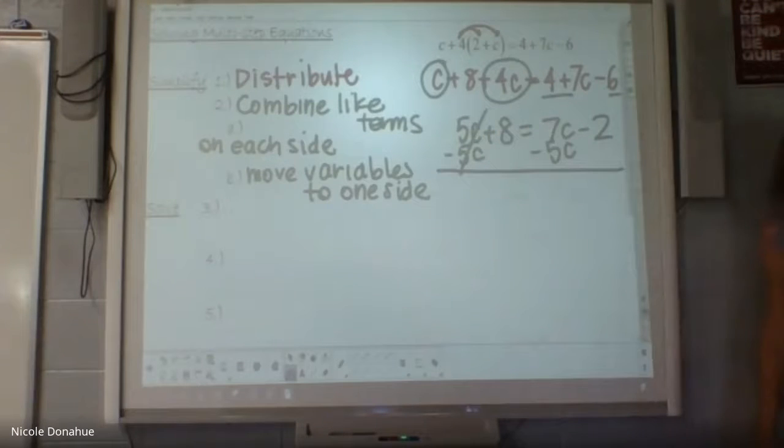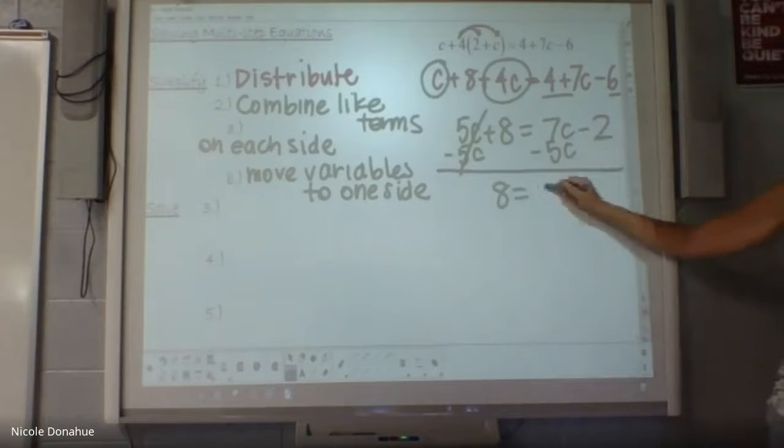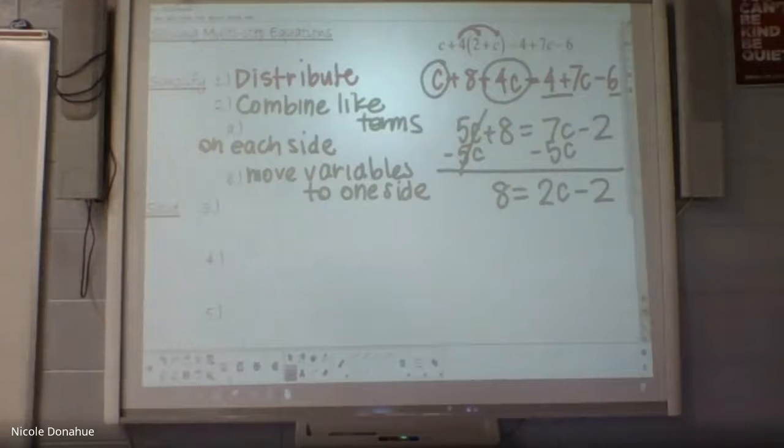I know. So when I move that 5C over, it cancels on that left side, so I'm just left with 8. Here I have a 2C. And now we're ready to get into the solving steps.